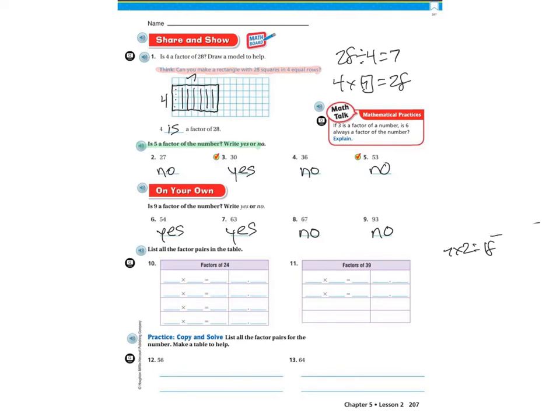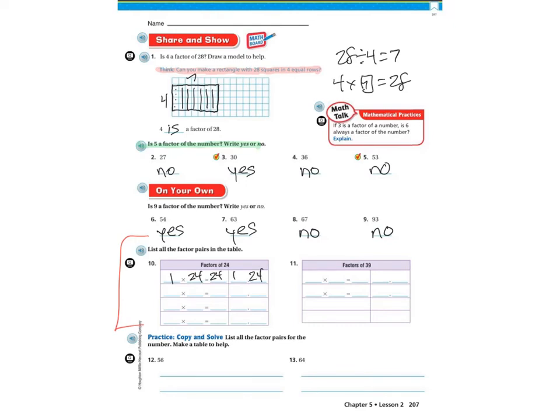All right. Now let's list all the factor pairs in the table. So we're going to do our factors of 24. So first one, again, a lot of students forget this. Always do 1 and the number. Always, always, always. So 1 and 24 equals 24, and my factor pair is 1 and 24.